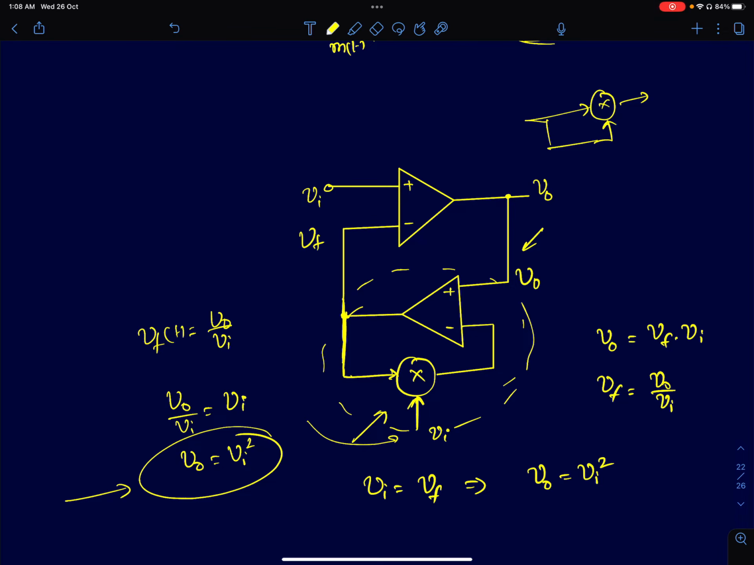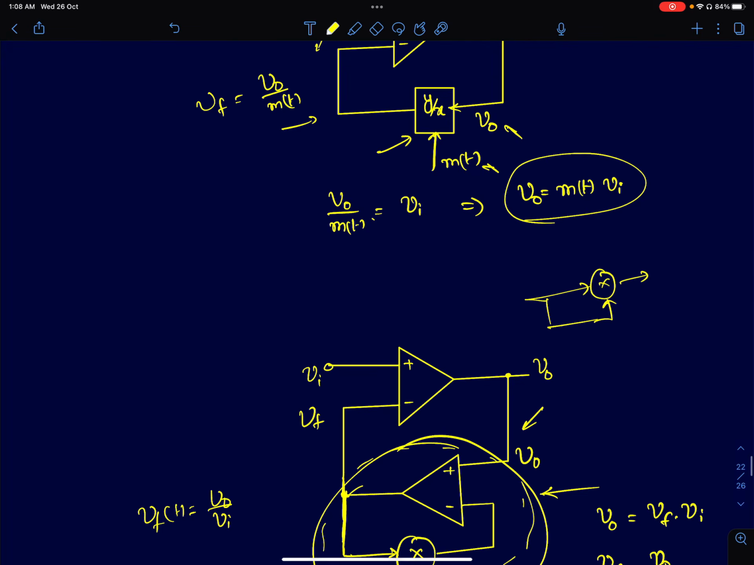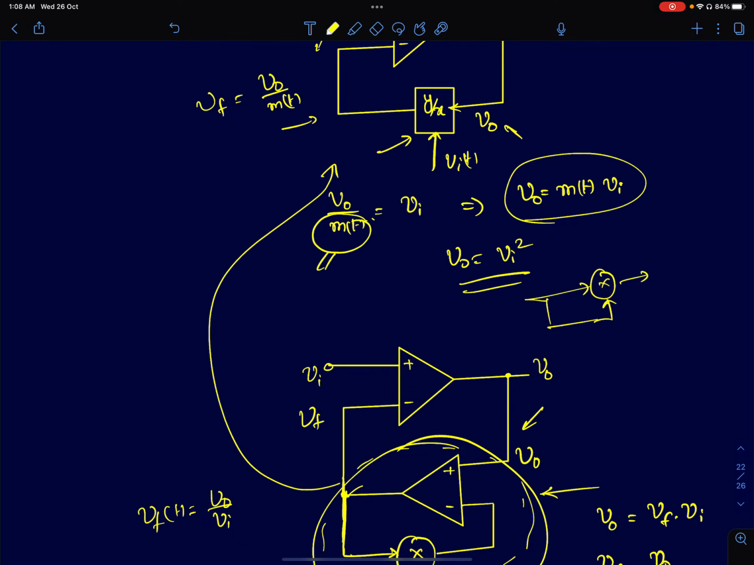The feedback path does a voltage division. From here to here, it's just this part. If you just replace it with a voltage division circuit, it reduces to something like this. I've just divided, instead of M of t, I've fed Vi of t itself. So V0 by Vi equals Vi, so you end up getting V0 equals Vi square. So V0 by M of t, in place of M of t, you have Vi. So you end up getting V0 equals Vi square. So it's a squarer circuit. Now we have analyzed the second block as well.